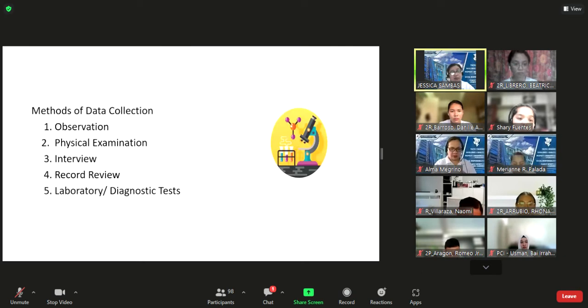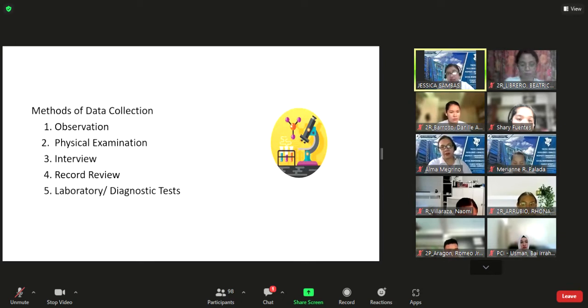Now, later on, sa CHN 2 ninyo, which is your IMCI, ang focus naman doon, if there would be a family member, okay, a child who is sick, having those main symptoms like cough, fever, yun naman po ang i-assess natin. So, anyway, these are just methods of data collection.